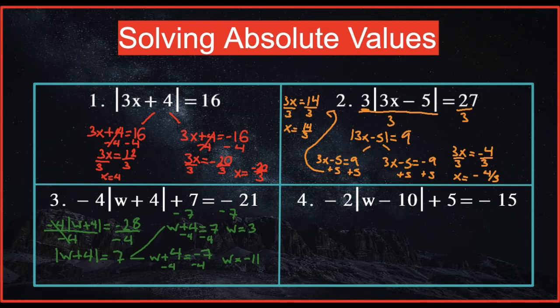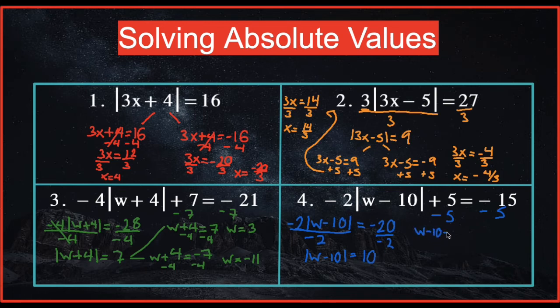Number 4. -2 times the absolute value of w minus 10, plus 5 equals -15. Our objective here first is to get the absolute value by itself. The first step is to subtract 5 on both sides. Here we're going to have -2 times the absolute value of w minus 10 equals -20. Then we have to divide each side by -2. Then we're going to have the absolute value of w minus 10 equals negative 20 divided by negative 2, which is 10. This is going to split off into two separate equations.